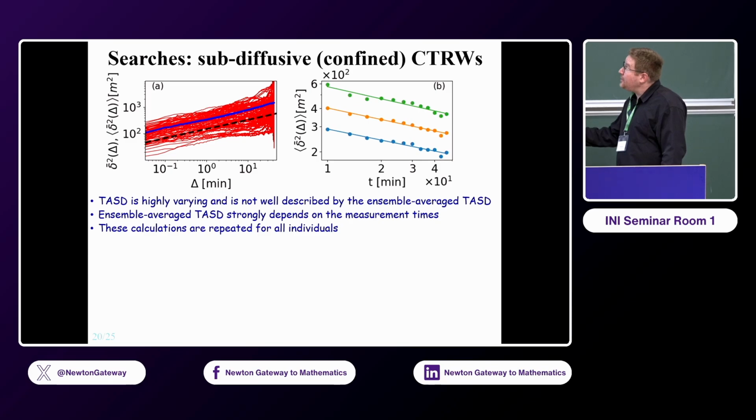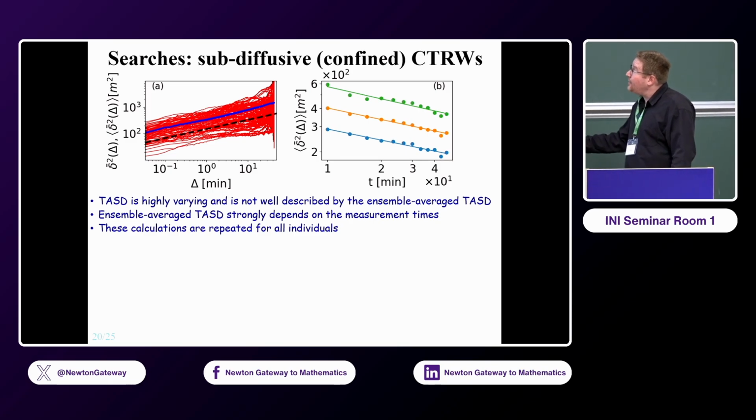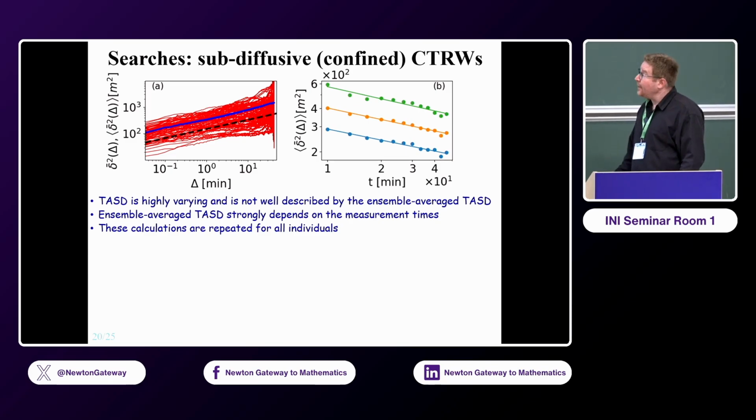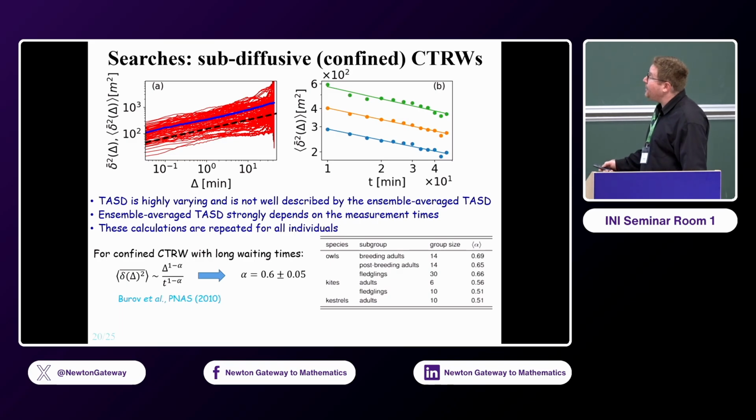In addition, you see the dependence of the TSD on the total measurement time. So we clearly conclude that the motion is non-ergodic and subdiffusive here, and we can extract the value of alpha for each individual and for each species, and these are the values that we find. So all of them are subdiffusive. For the owls, it's around 0.65. For the kites, around 0.51, 0.56, depending on whether adults or fledglings. And for the kestrels, we find that it is 0.51.